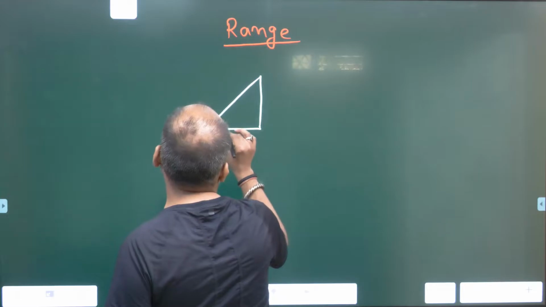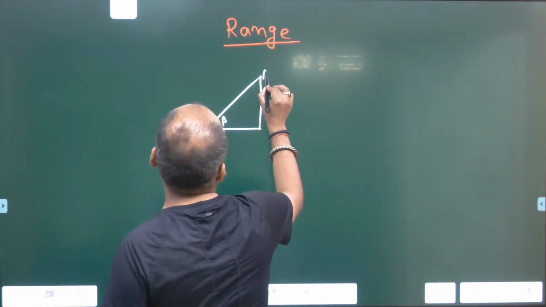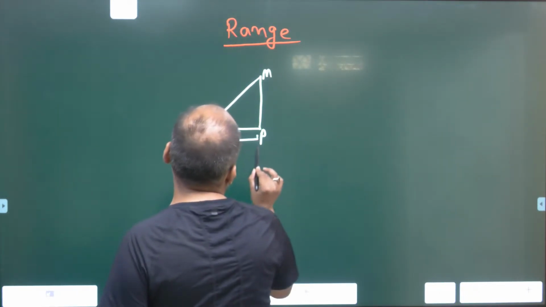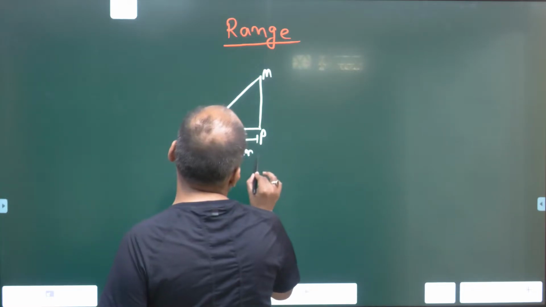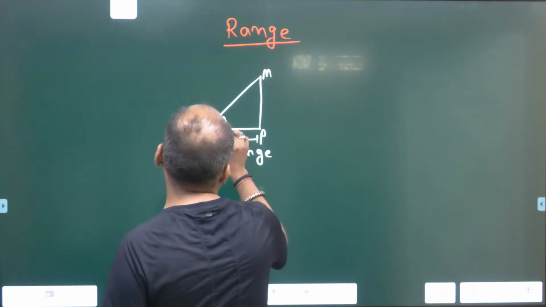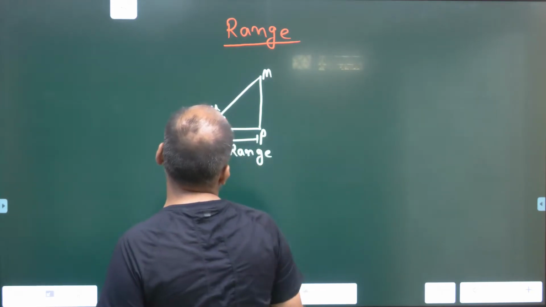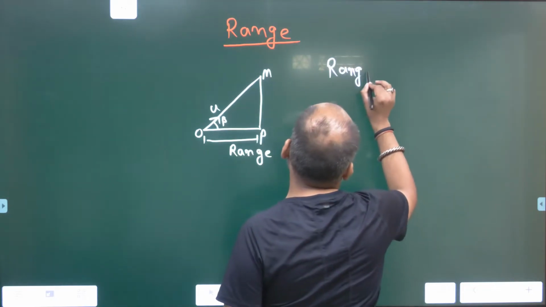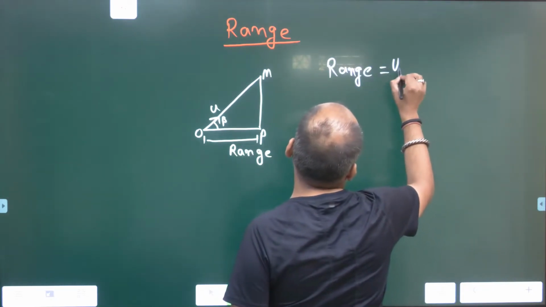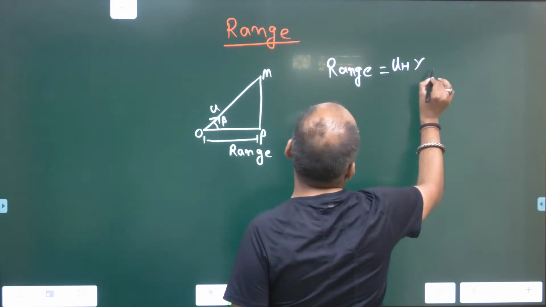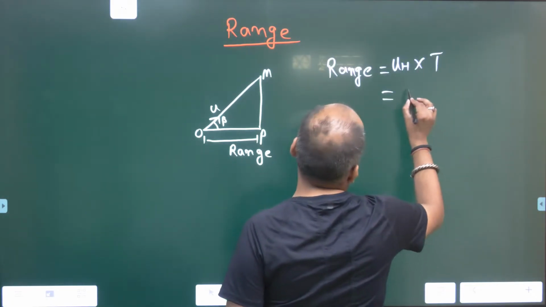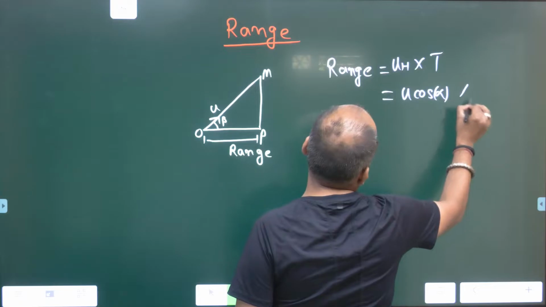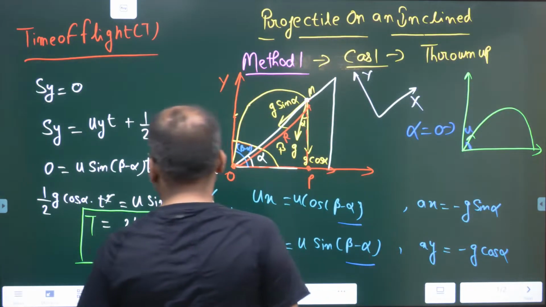It is making an angle beta, OMP. Yes or no? And what is OP? OP will be the range, and this is U. Okay, so range will be, I told you, horizontal component, so U horizontal into time of flight, so it will be U cos alpha into time of flight. What was the expression for time of flight?